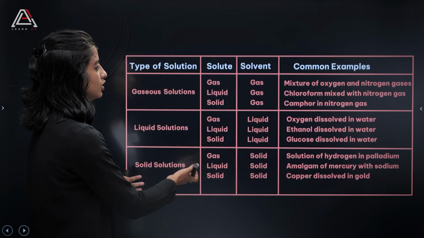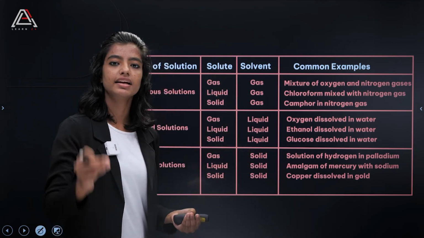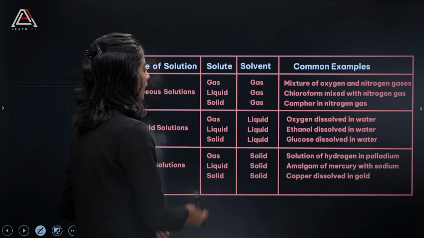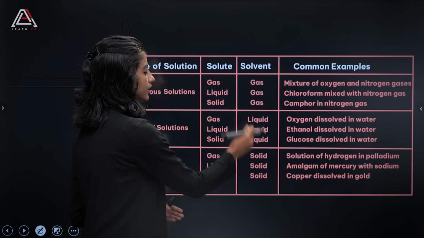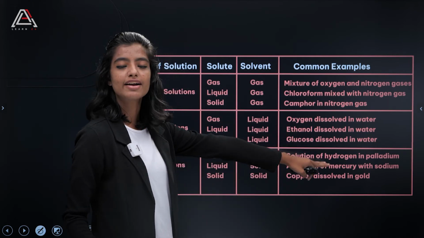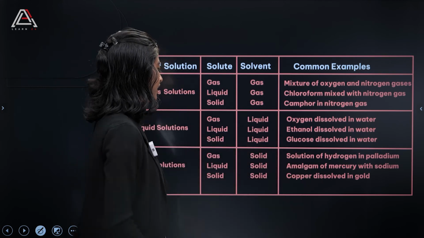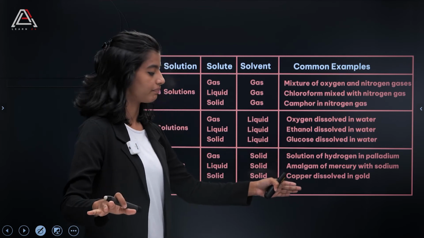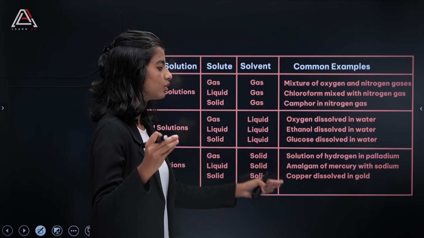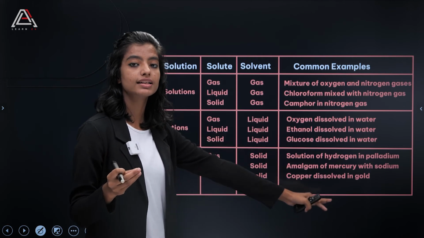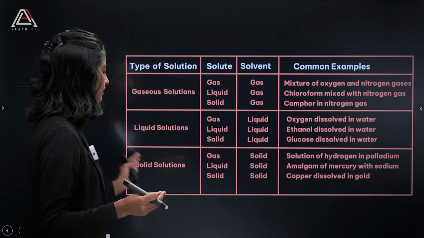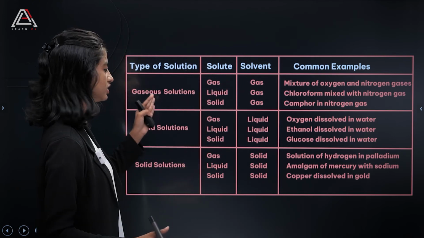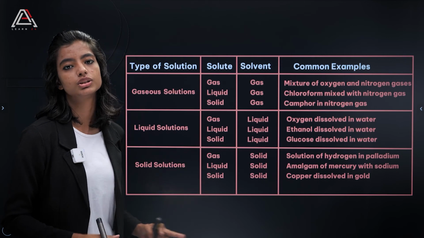Next thing, solid solutions. So, the solvent must be in solid state. And I took three different types of solute too. I took a gaseous solute into a solid solvent. Solution of hydrogen in palladium is an example. Next, liquid in solid. Amalgam of mercury with sodium. Next, solid in solid. Copper dissolved in gold. Both are in solid state. So, I got a solid solution. These are the three types of solutions: gaseous, liquid and solid solutions.